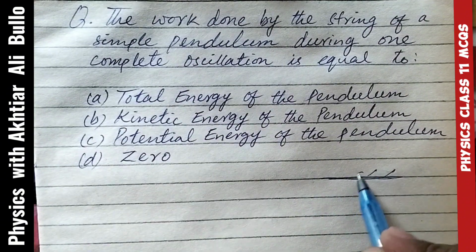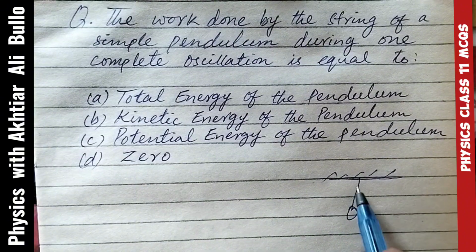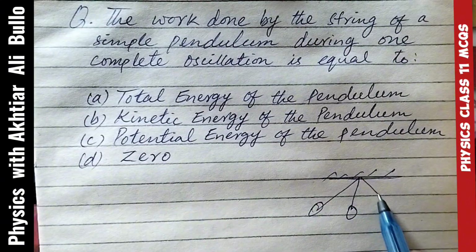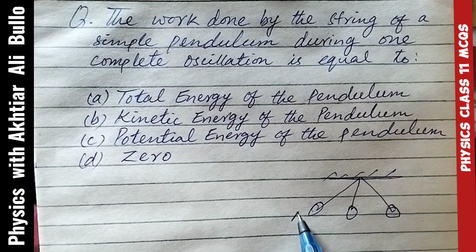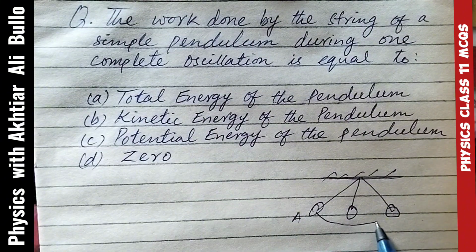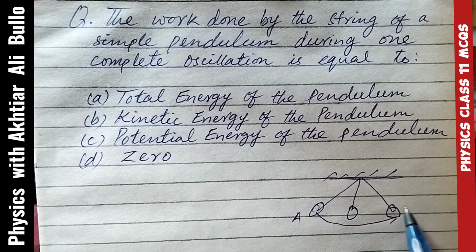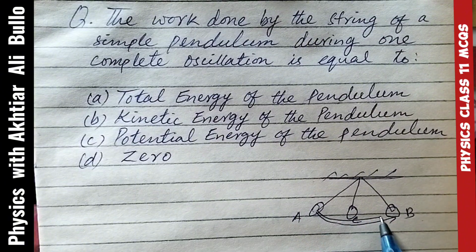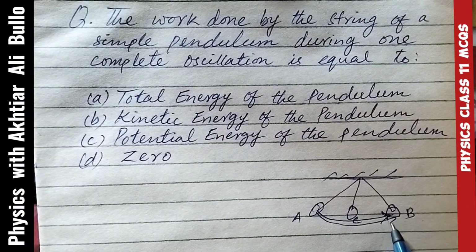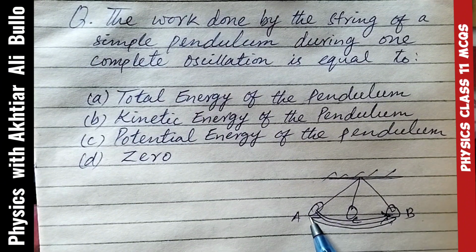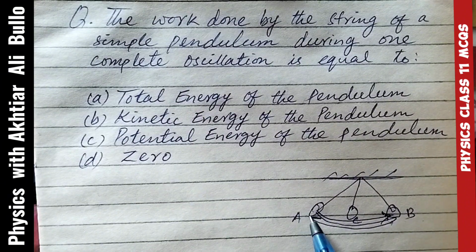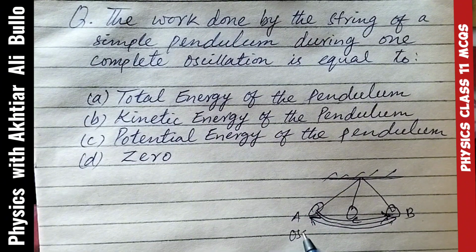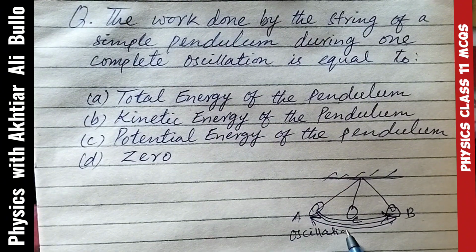When the pendulum moves from point A to point B, this is point C. When it moves from point A to B and returns to point A, then one oscillation is completed.